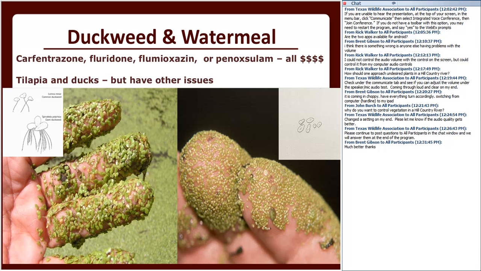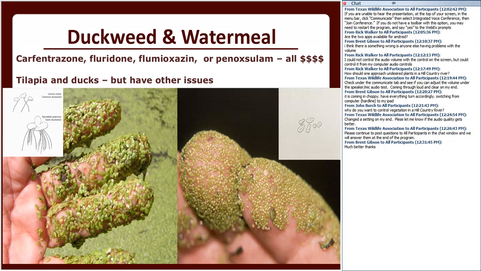The reason we cover these two together is most people can't tell the difference. The primary difference that you'll see is if you have them side by side, watermeal on the right is much smaller than duckweed on the left. However, if you don't have them directly side by side for size comparison, you wouldn't necessarily know that.